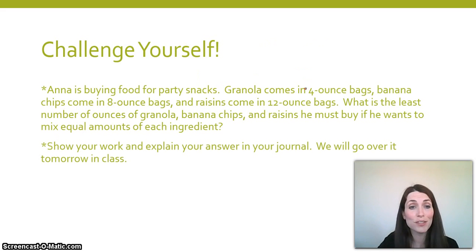Now it's time to challenge yourself. Anna is buying food for party snacks. Granola comes in a 4-ounce bag. Banana chips come in an 8-ounce bag. And raisins come in a 12-ounce bag. What is the least number of ounces of granola, banana chips, and raisins he must buy if he wants to mix equal amounts of each ingredient? Show your work and explain your answer in your journal. We will go over it in class tomorrow.